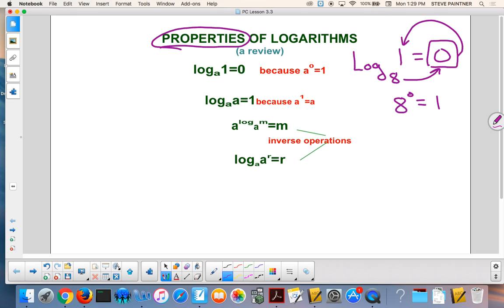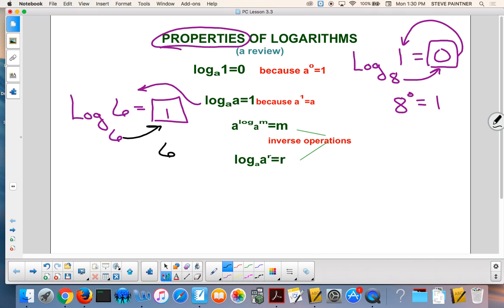How about this one? Log base A of A will always be 1. Does that make sense? Log of, let's go, 6 base 6 equals, is it 1? Would you guys agree? Yes. Because 6 to the what? 1 is 6. Check, it works. So these properties, you and I, we talked about them, so I hope you remember these.